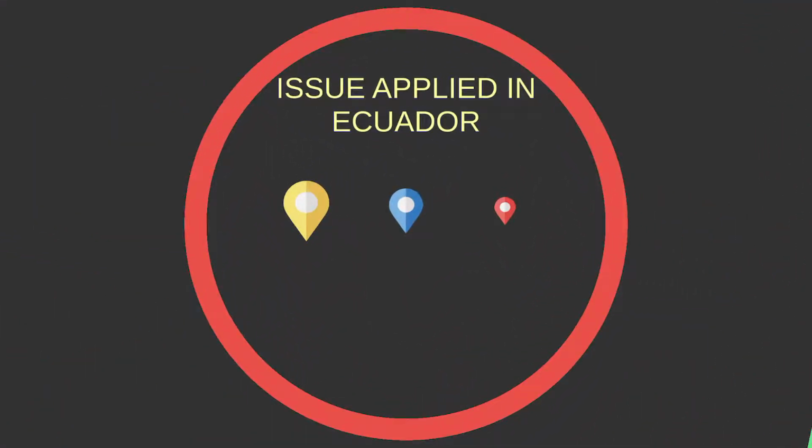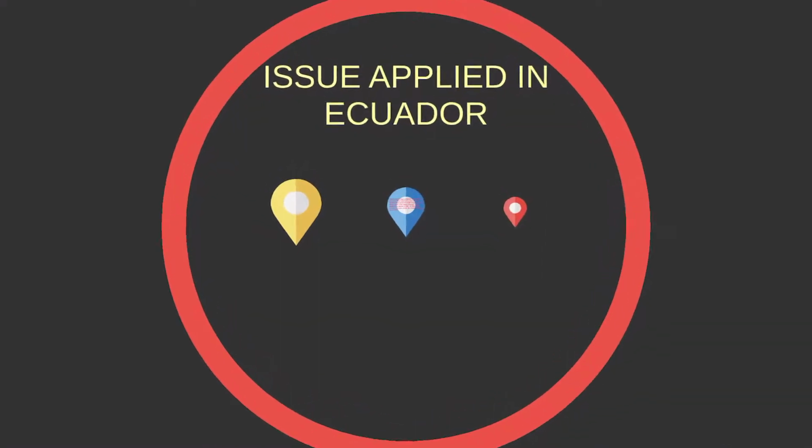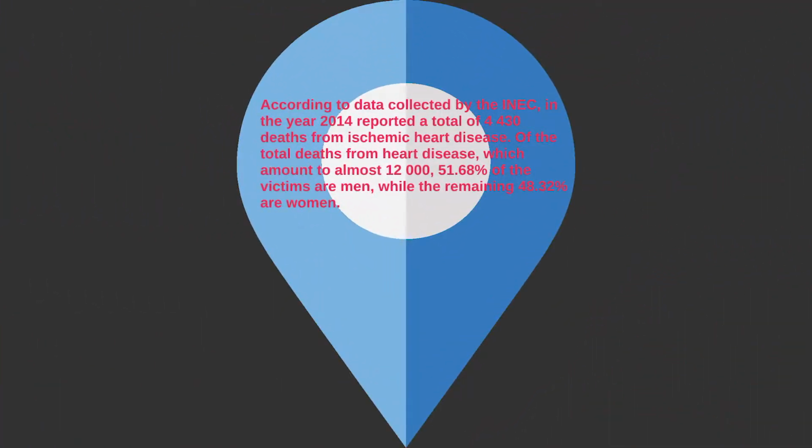Issue apply in Ecuador. According to data collected by the INEC in the year 2014, a total of 4,430 deaths from ischemic heart disease were reported. Of the total deaths from heart disease, which amount to almost 12,000, 51.68% of the victims are men, while the remaining 48.32% are women.